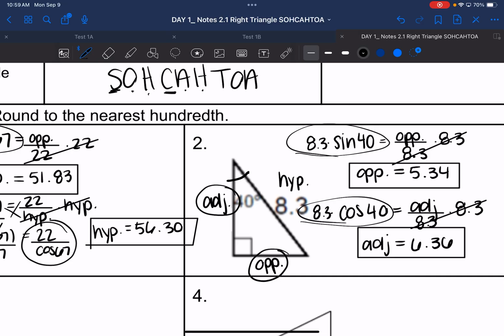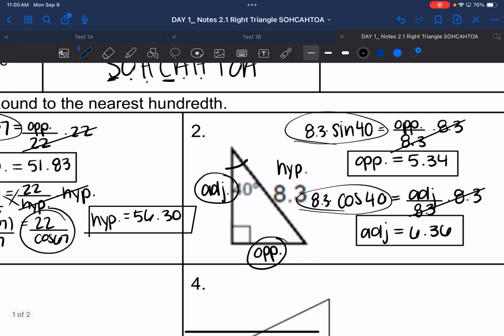Okay, so I want you guys to try to find the missing sides on numbers 3 and 4, and then we're going to share our answers here in just a bit. I'm going to give you a moment to find the missing sides on numbers 3 and 4.